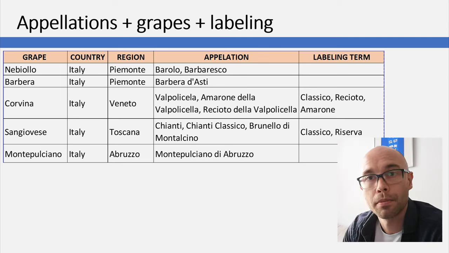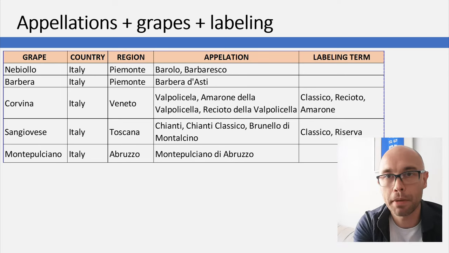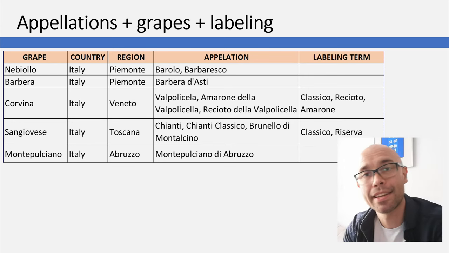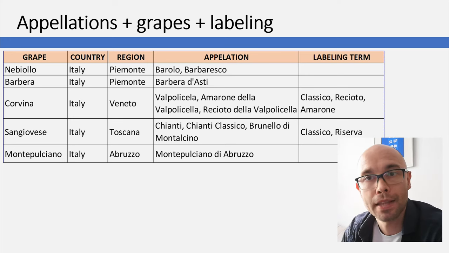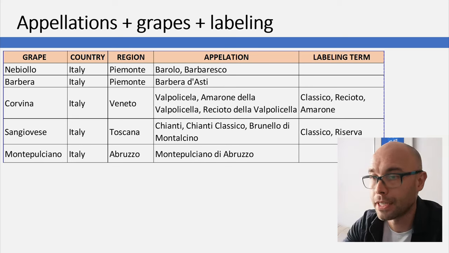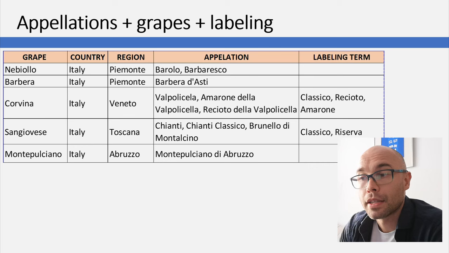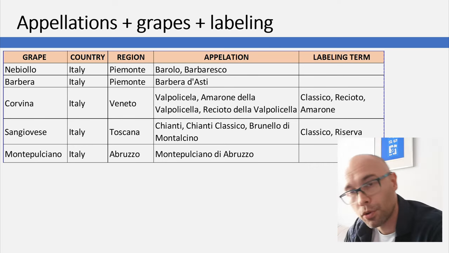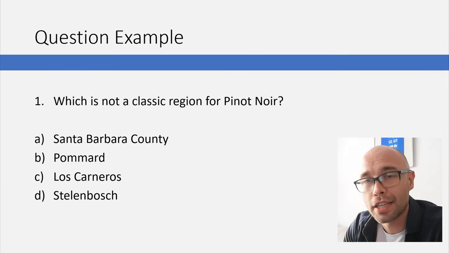Again, labeling term of Classico. And Riserva, don't confuse Reserva, which is a Spanish pronunciation. Riserva is Italian. Riserva indicates also that the wine spent time in oak and bottle before it was released. Montepulciano is a black grape variety connected with the region of Abruzzo, and it's easy to remember Montepulciano d'Abruzzo, from Abruzzo. I know it was dry, I know it's challenging, but believe me, it's going to get easier with time.